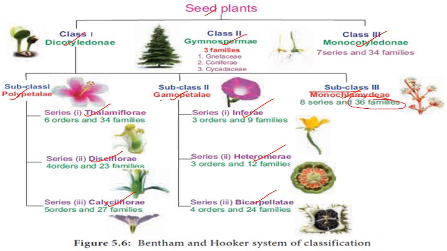And this second class, that is Gymnosperm, it was divided into 3 families, that is Nitaceae, Coniferaceae and Cycadaceae. And last class, that is Monocotyledonnae, it was divided into 7 series and 34 families. So this was the outline of natural system classification given by Bentham and Hooker.